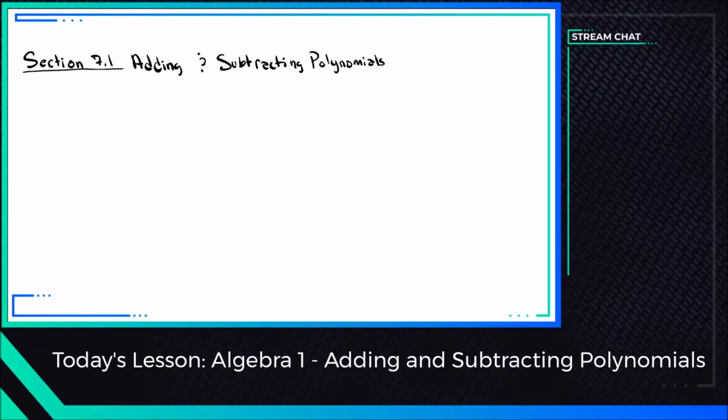We're going to first talk about this word here, polynomial. We need to figure out what a polynomial is, and we're going to start by looking at a monomial. And a monomial is a number, so it is a number, a variable, or the product of a number and a variable.